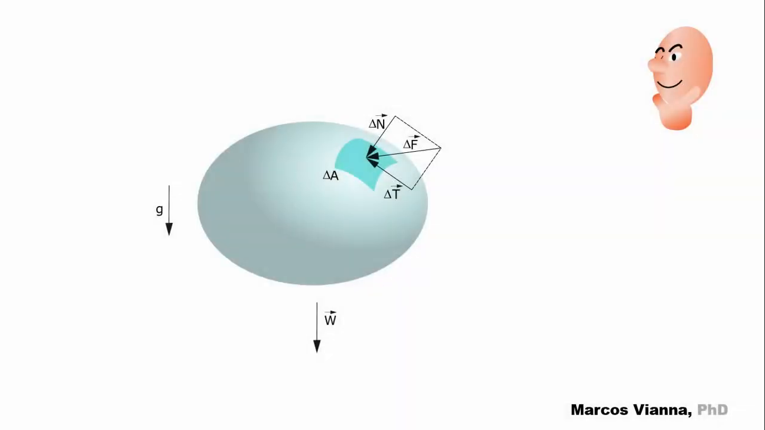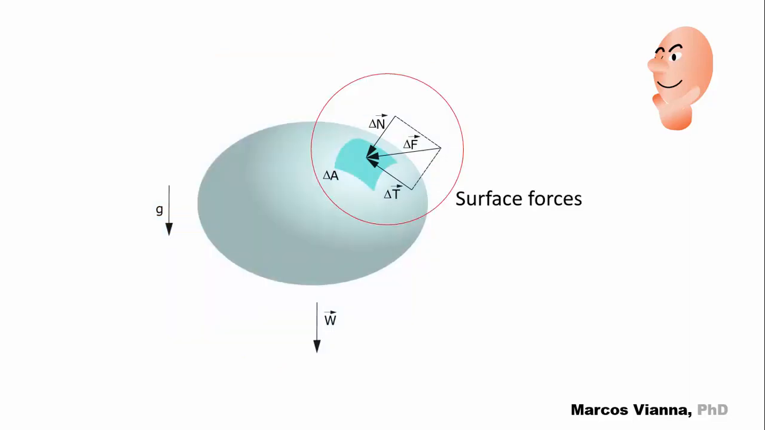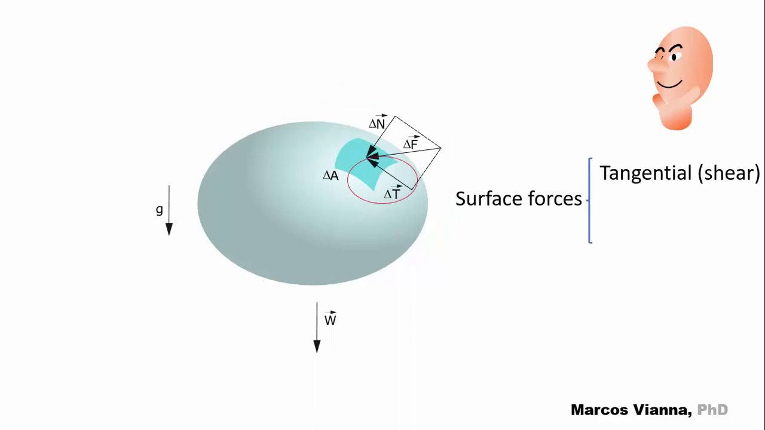We finished our last video showing this figure. It represents a mass of fluid that we've isolated from a larger mass, as we can see. There are two types of forces that can act over it. One of them is represented by the forces that act over the surface of the fluid mass. Let's call them surface forces. We can see that they can be tangential to the surface or normal to it.